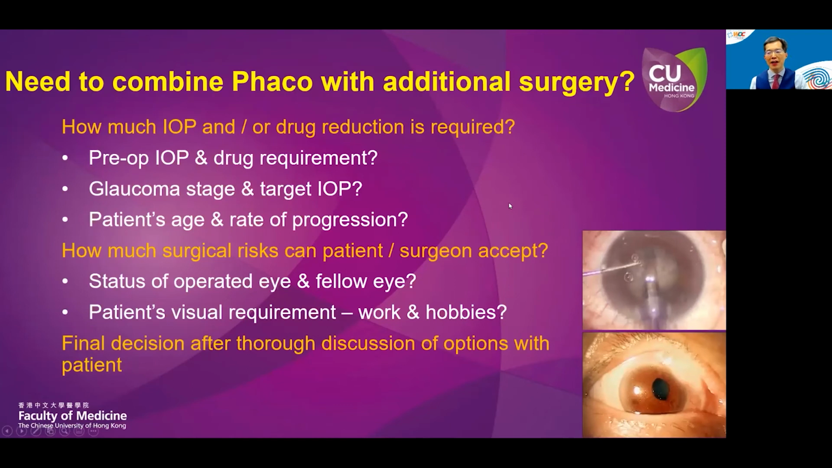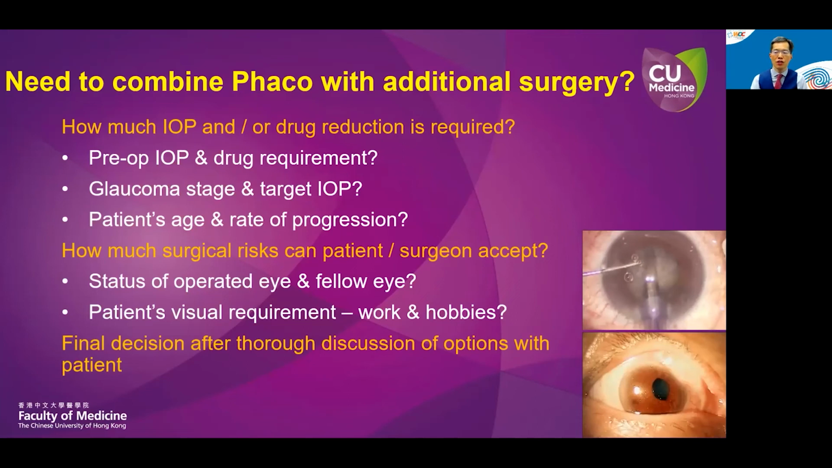Now, how do we decide whether to combine phacoemulsification with an additional IOP lowering procedure? I think first of all, you have to ask how much IOP and or drug reduction is required in that particular eye. And in order to address this question, you would have to take into consideration preoperative intraocular pressure as well as drug requirement. You have to consider the stage of the glaucoma and also the target IOP, and also the patient's age as well as the rate of progression of visual loss.